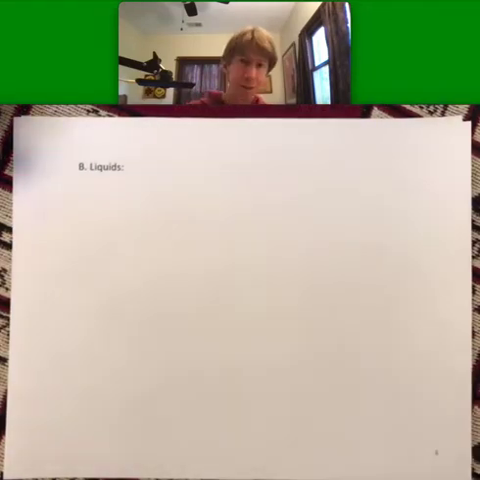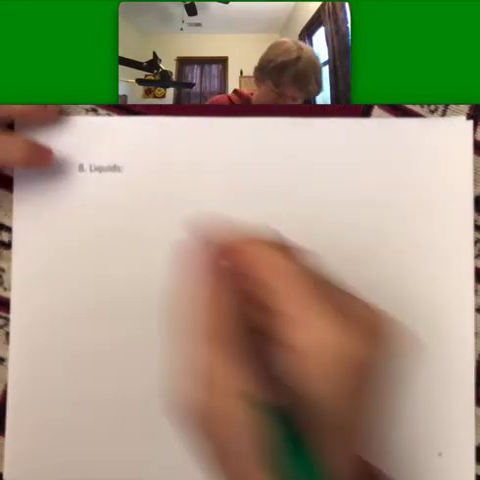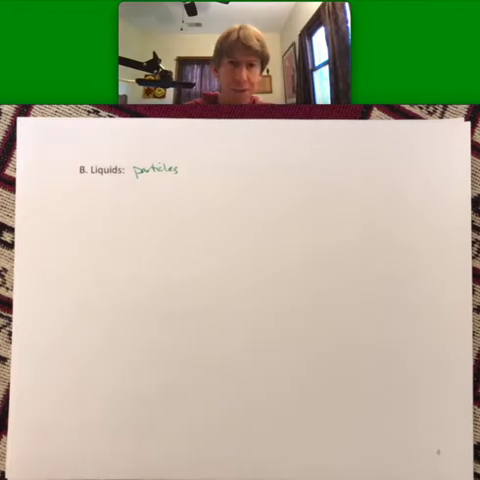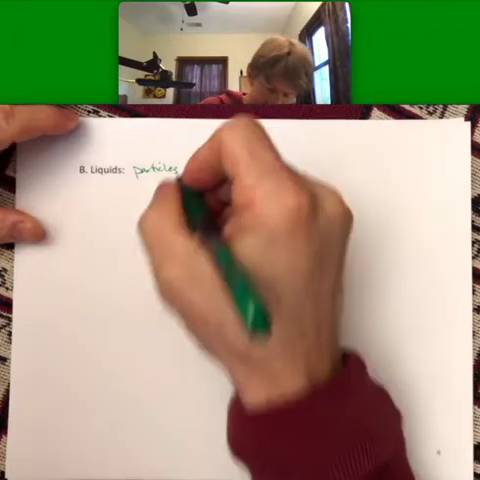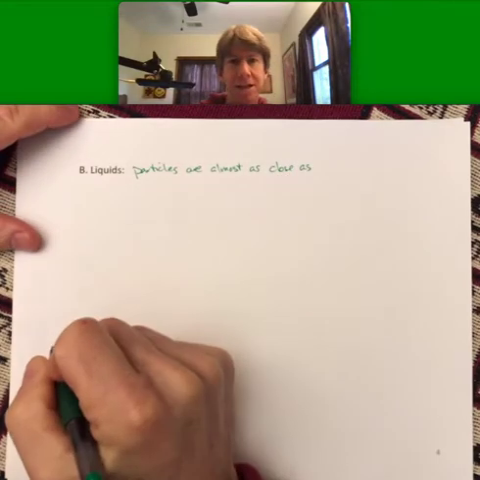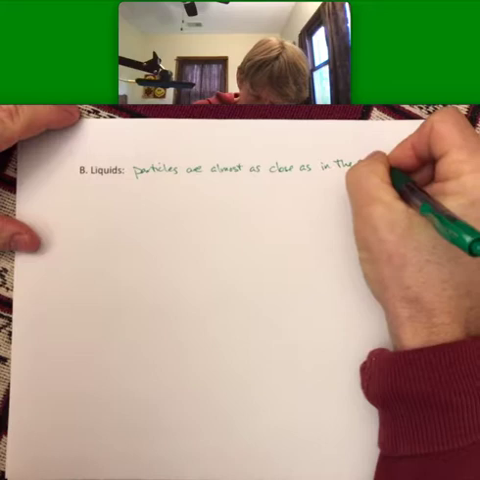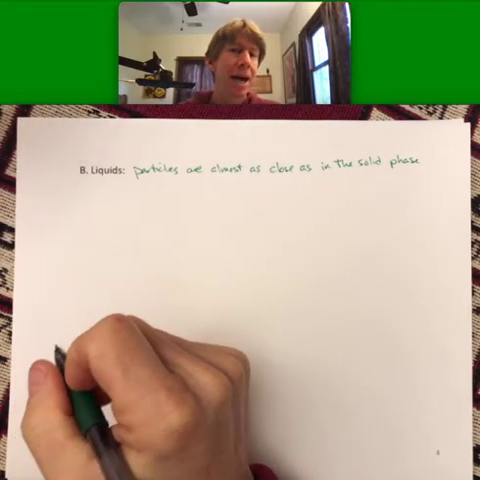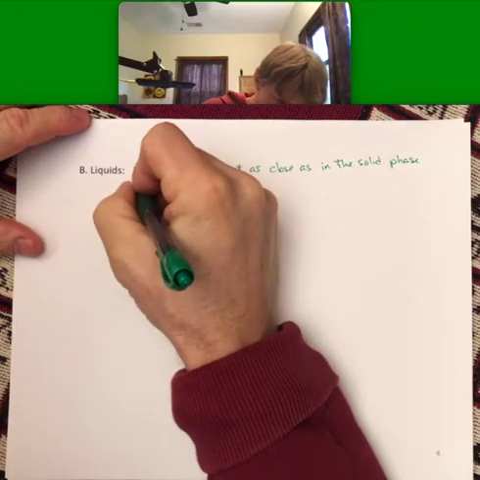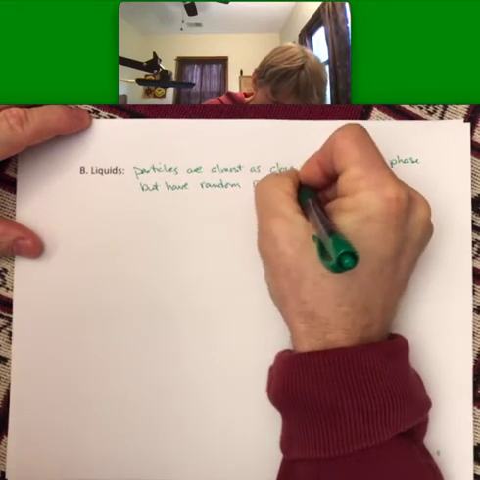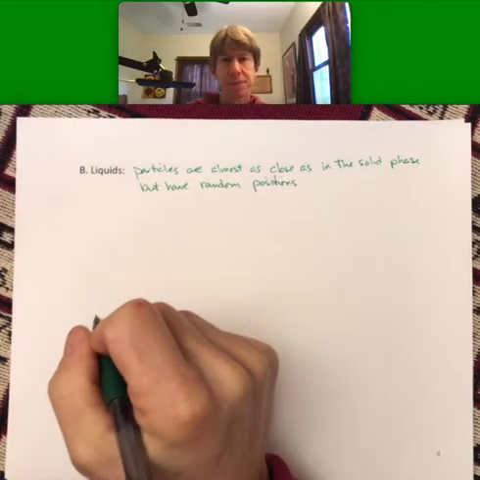Now let's do our picture of a liquid. For a liquid, the particles, solids have a rigid, definite shape. Here, the particles are just about or almost as close as in the solid phase. But they have no order, or let's say they have random positions, and can move amongst themselves.